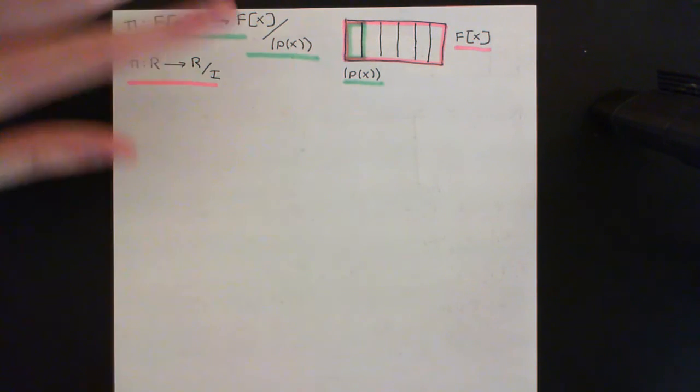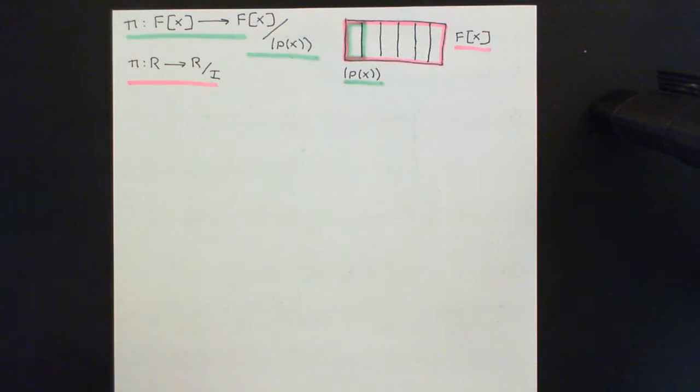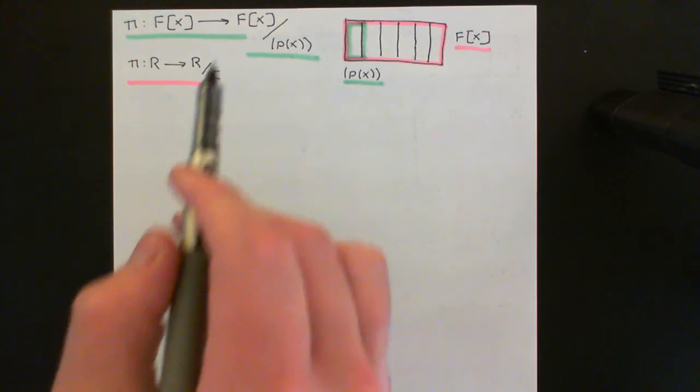Okay, so that's all very well and nice, but we don't want a homomorphism from the ring of polynomials over the field capital F into our quotient ring here. We want a homomorphism from the field capital F into here.